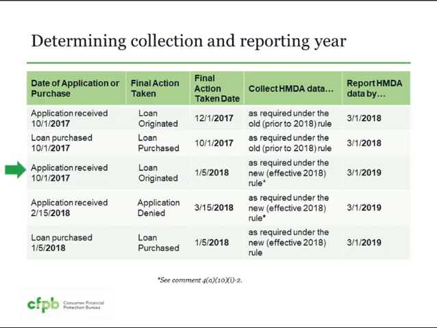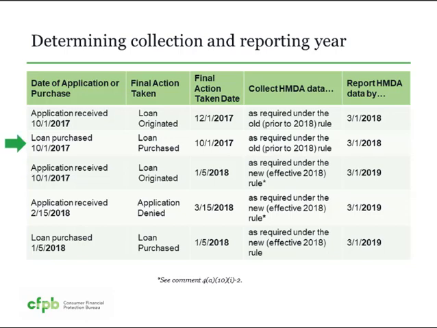On the other hand, an application that is received on October 1, 2017 with a loan origination date of January 5, 2018 is reportable with the institution's 2018 HMDA data to be submitted by March 1, 2019.